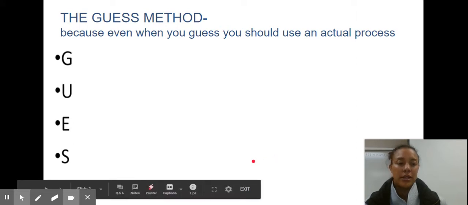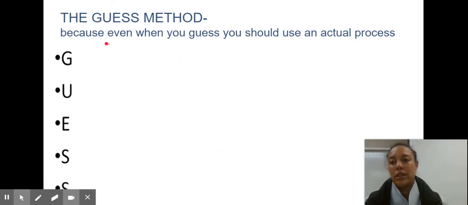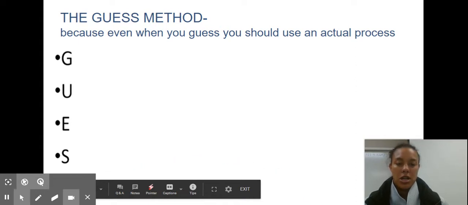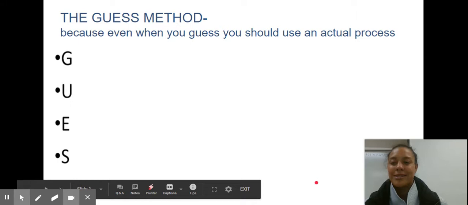I used this in college, actually, in my physics class, and I didn't know it was the guess method. I didn't realize I was actually using the guess method at the time, but I use this same sort of setup to help me work through some extremely challenging problems. So this will help you for your future, I promise.